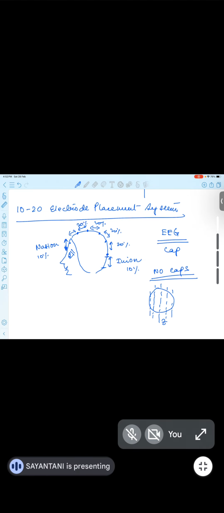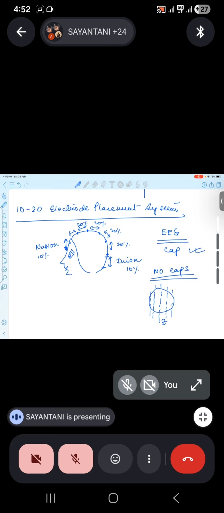But in modern EEGs, you have these cap systems, so you don't have to make these measurements, like calculating 10, 20% of what. Okay, so this is basically your 10-20 electrode placement system for EEG. Okay.